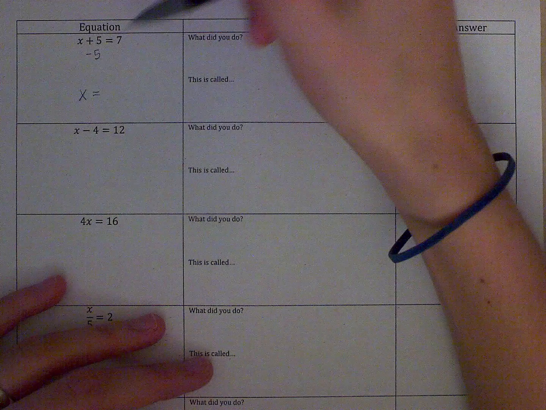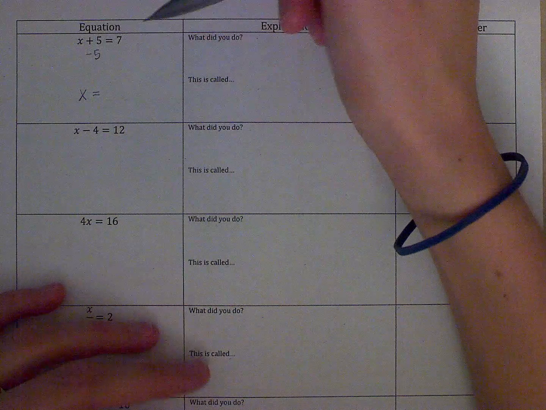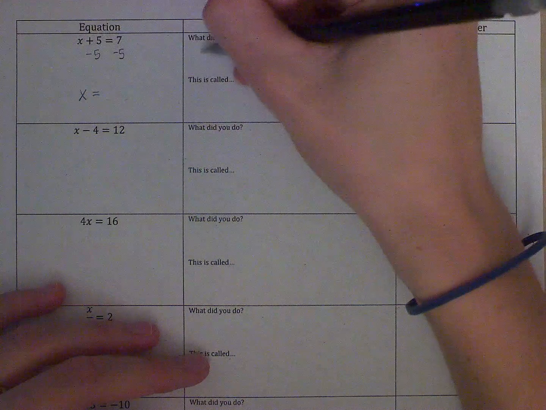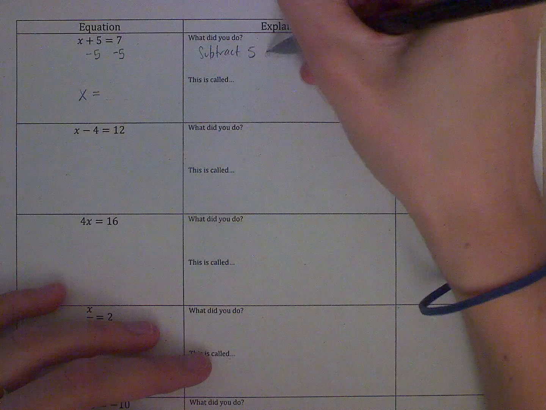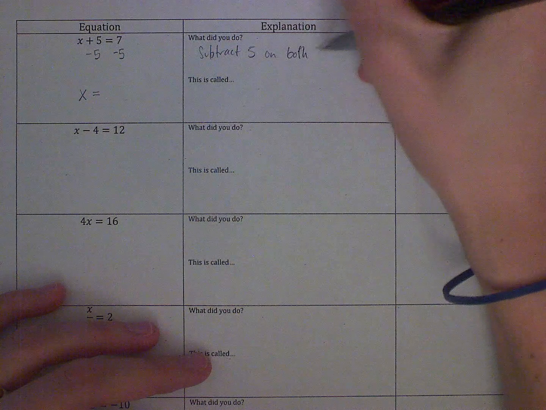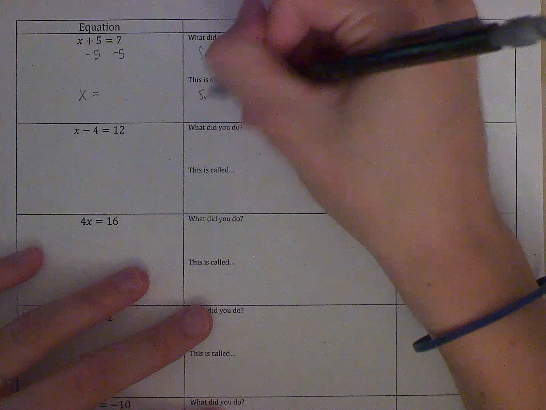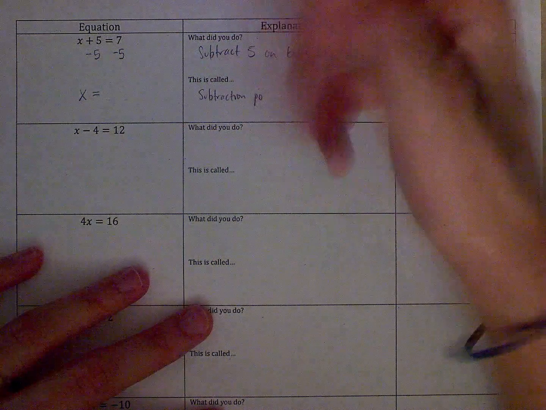Well, okay, but then here's the question. If I subtract 5 on one side, what do I still have to do? I have to subtract 5 on the other side. Okay, because remember, I always have to do things on both sides. Subtract 5 on both sides. And what's that property called? It's called the subtraction property of equality.